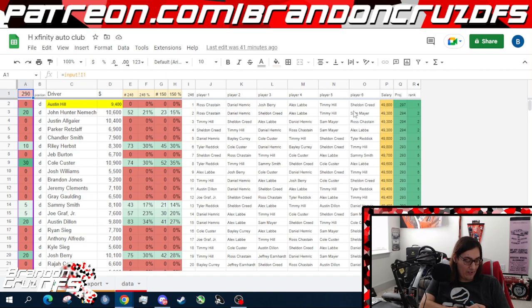It's 49,300. So I have 2 of my 10 lineups already made. And I like this Cole Custer lineup because I'm already getting a Cole Custer lineup in here. Hemrick, Bailey, Curry, Cole Custer, Hill, Creed, Reddick.